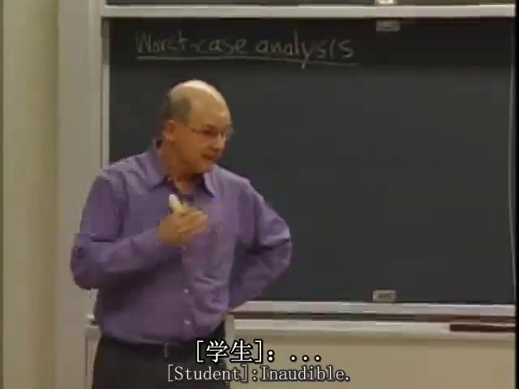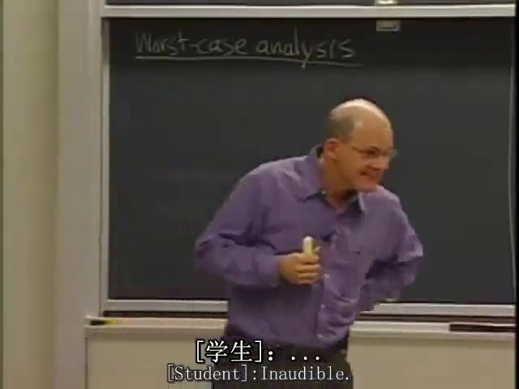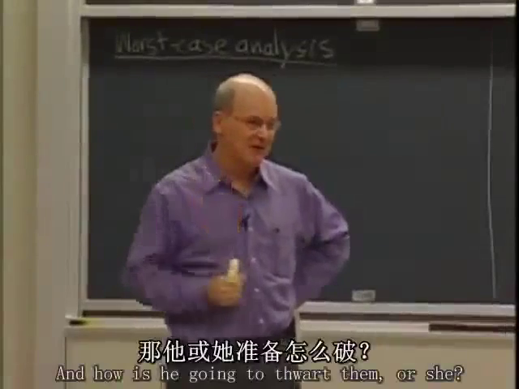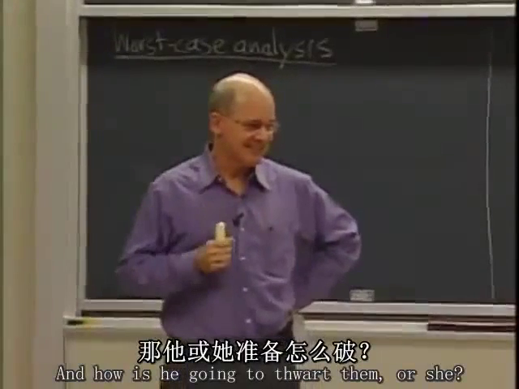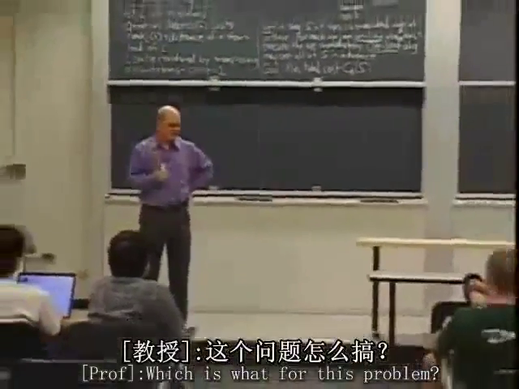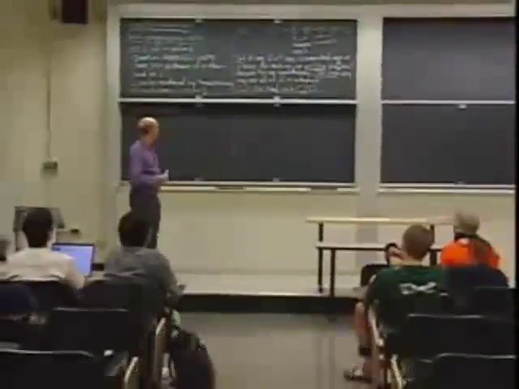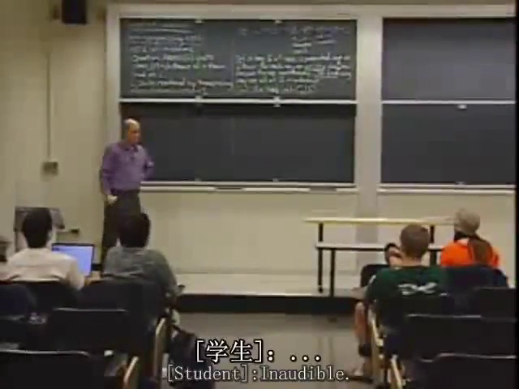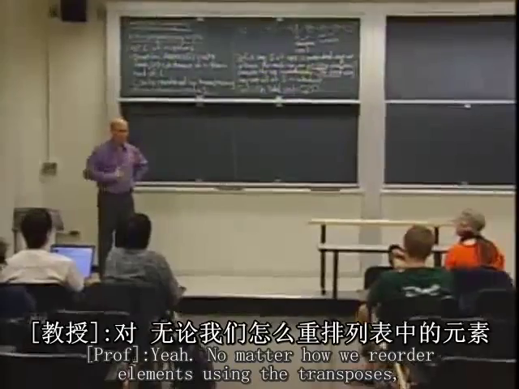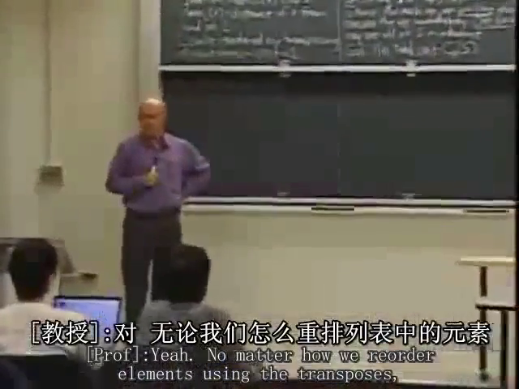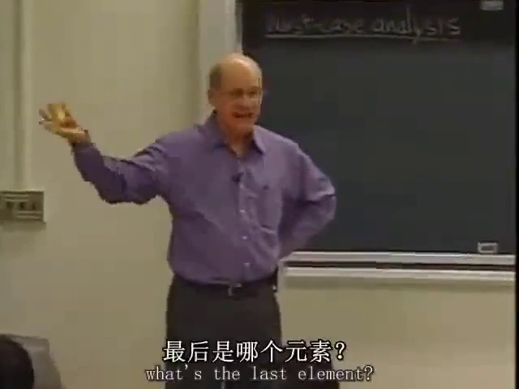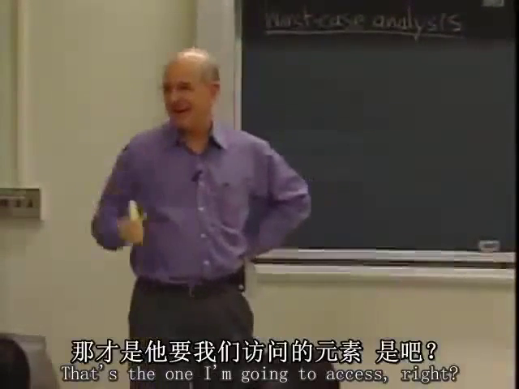What's that? Thwart our plots. Yes, that's his idea. And how is he going to thwart them, or she? Which is what for this problem? What's he going to do? No matter how we reorder elements using the transposes, he's going to look at every step and say, what's the last element? That's the one I'm going to access.